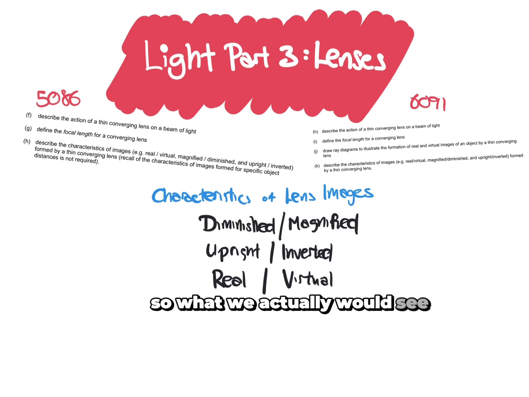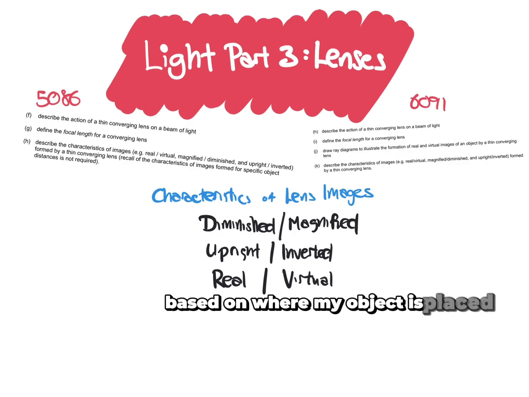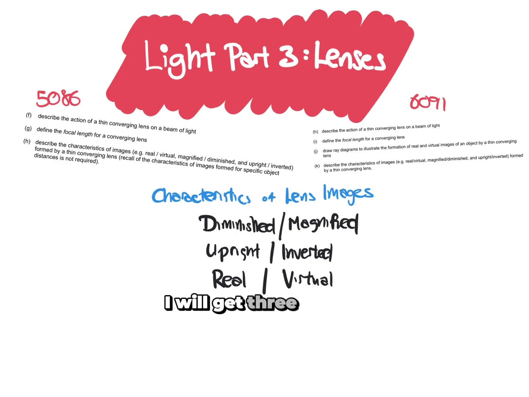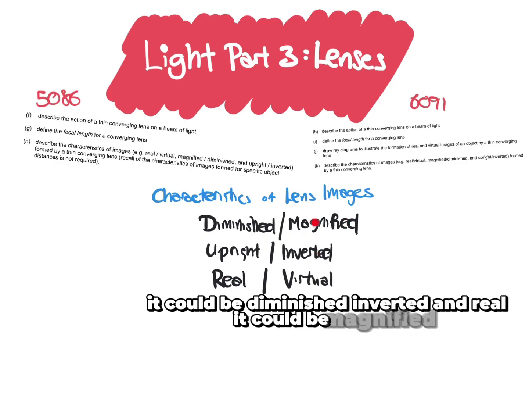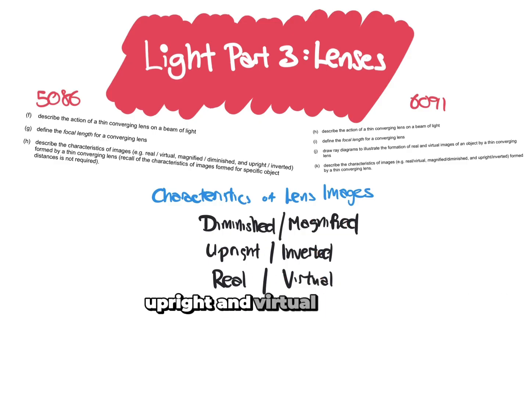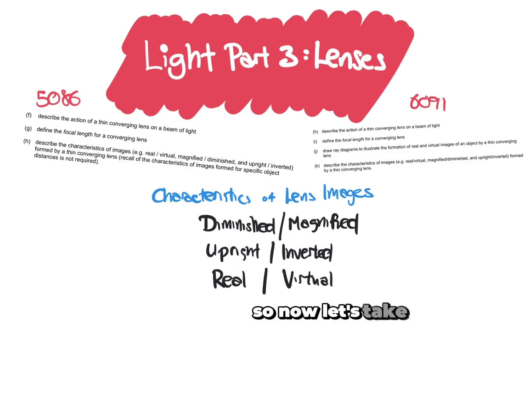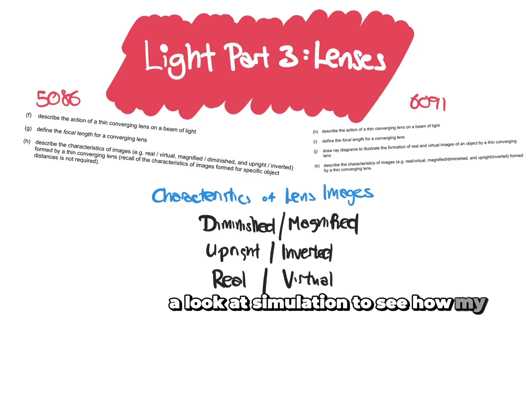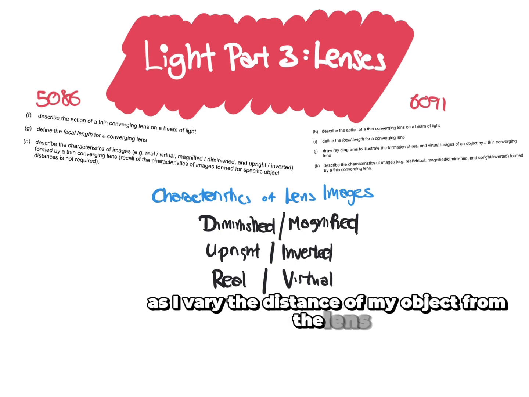What we will see later on is that, based on where my object is placed relative to my focal length, I will get 3 words out of these 3 pairs. It could be diminished, inverted, and real. It could be magnified, upright, and virtual, but there will always be 3 out of the pairs. So now let's take a look at a simulation to see how the characteristics of my image change as I vary the distance of my object from the lens.